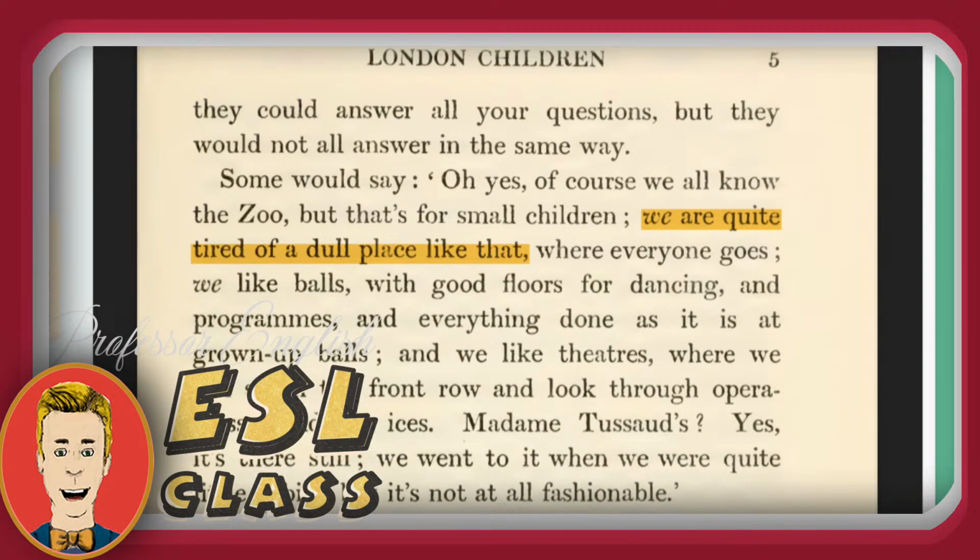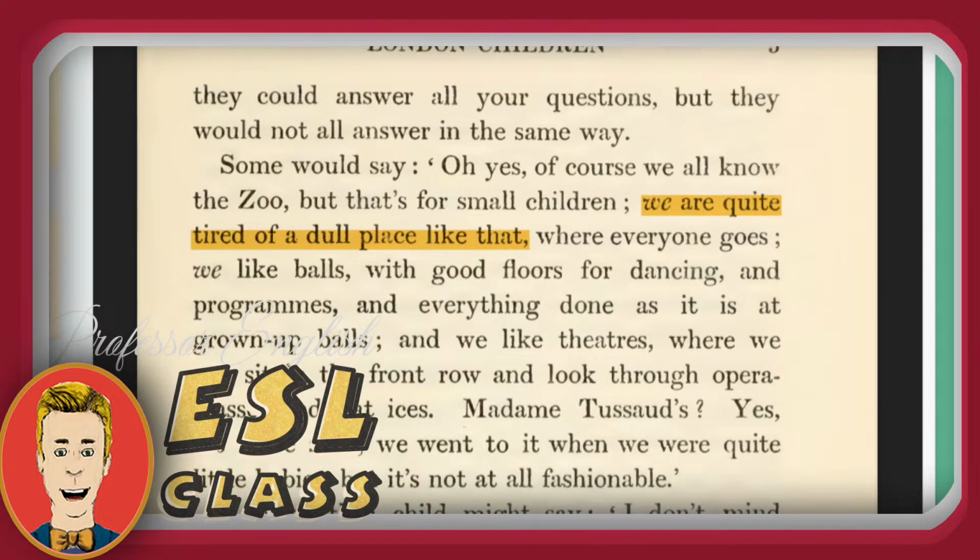So we are quite tired of a dull place like that, referring to the zoo. We're quite tired of the zoo. It's dull. It's boring. Okay, where everyone goes, we like balls. Now a ball is a big party. Well, I don't really think that, but yeah, I guess people still have balls. It was more common, I think, 100 years ago to have a ball. A ball is like a big fancy party.